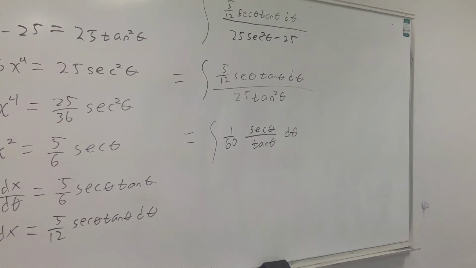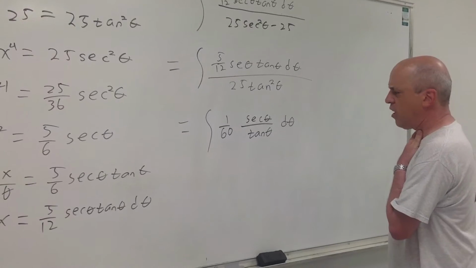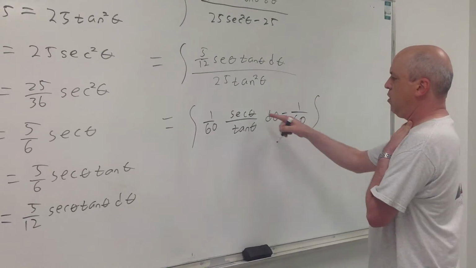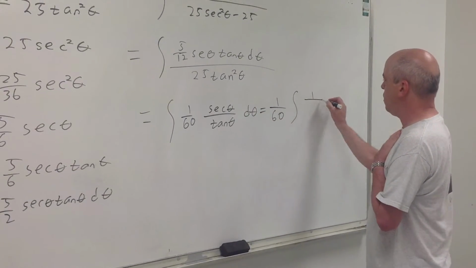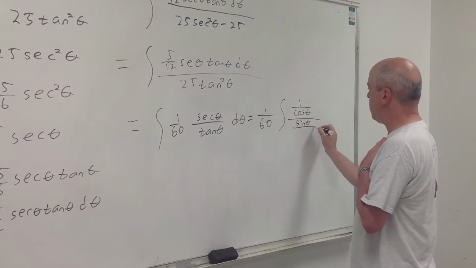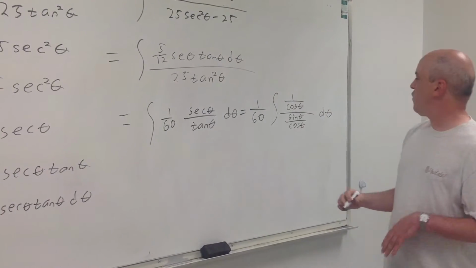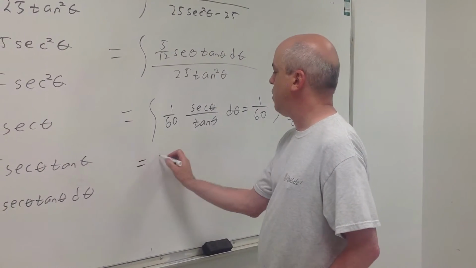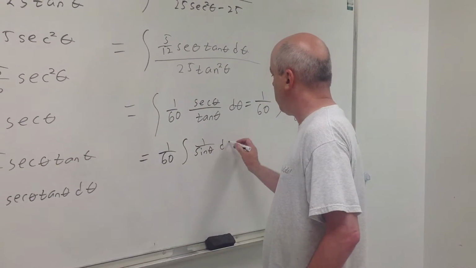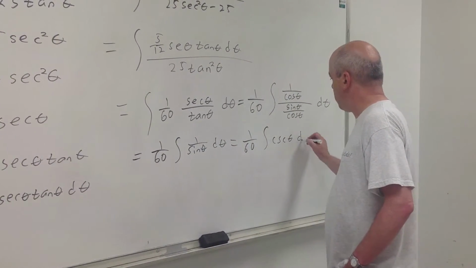Now this isn't one of our classic integrals, so typically what one does in this case is break it down in terms of sine and cosine and simplify as much as possible. So let's see what we get. So we've got 1 over cosine divided by sine over cosine d theta. And that simplifies down to 1 over sine. So I've got 1 over 60 integral 1 over sine theta d theta. That's 1 over 60 integral cosecant theta d theta.